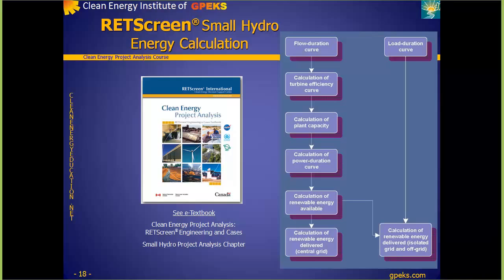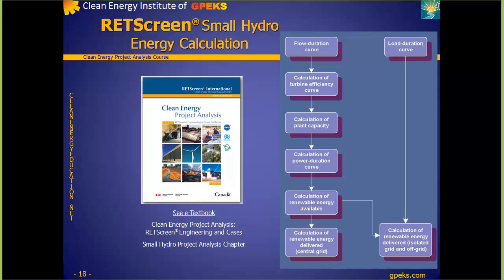The third step is the calculation of the power duration curve. This is constructed from the flow duration curve. For each point on the flow duration curve, the corresponding plant output is calculated from the aforementioned equation for power as a function of flow. When the available flow exceeds the design flow, the design flow is used as the independent variable in the equation.